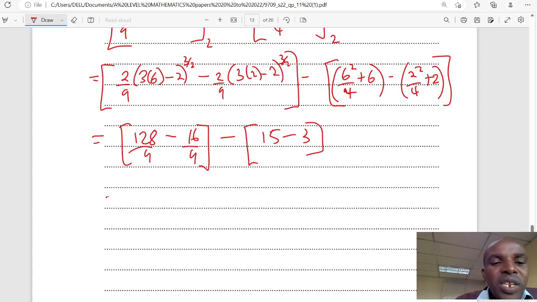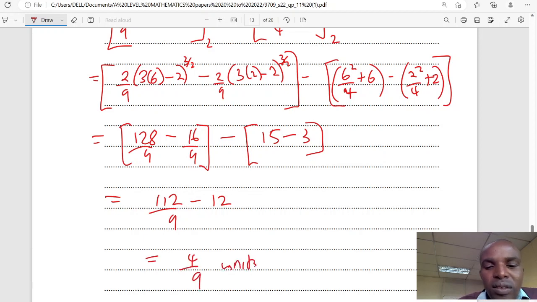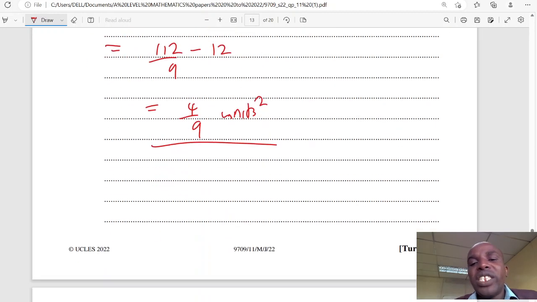Like this. Then you can say 128 over 9 minus 16 over 9. So just say 128 minus 16. Then you get 112 over 9. Minus, then 15 minus 3 is 12. So this one minus 12, you get 4 over 9. So these are square units. Done.